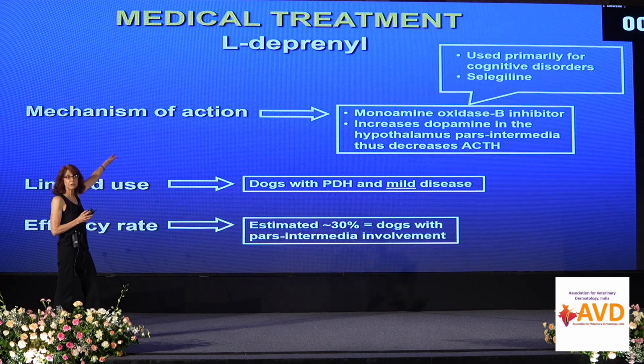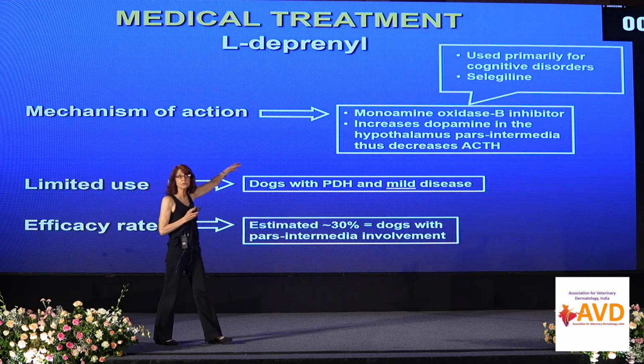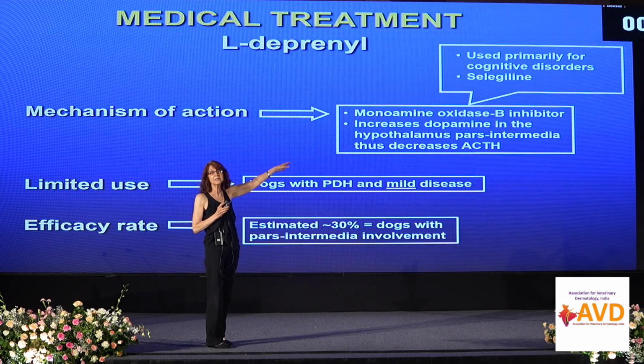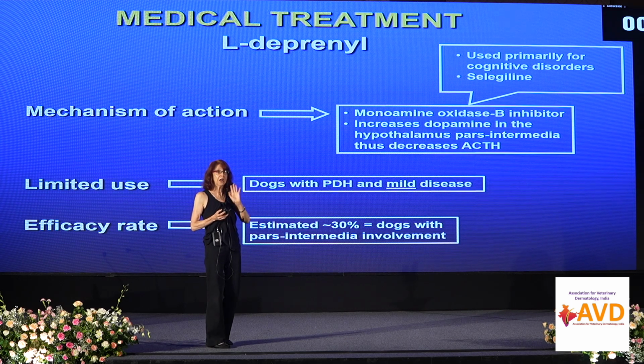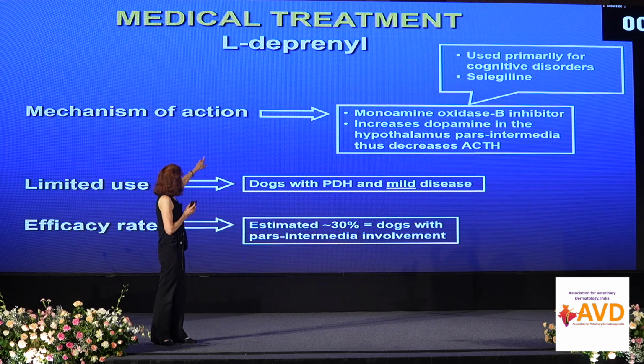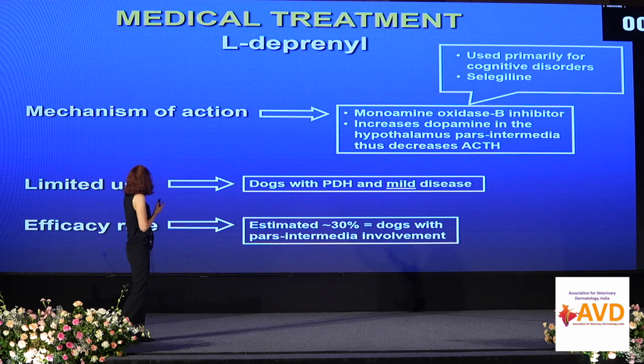Okay, L-Deprenyl. Have you heard of L-Deprenyl to treat Cushing's disease? It's another disappointing drug because when it came out, safe, yes, it's wonderful because they said that there were quite a few excellent results. Quite a few of us used that at the beginning, kind of disappointed. But there is still a place for L-Deprenyl to treat the disease. It's used primarily for cognitive disorders. It's selegiline, okay?